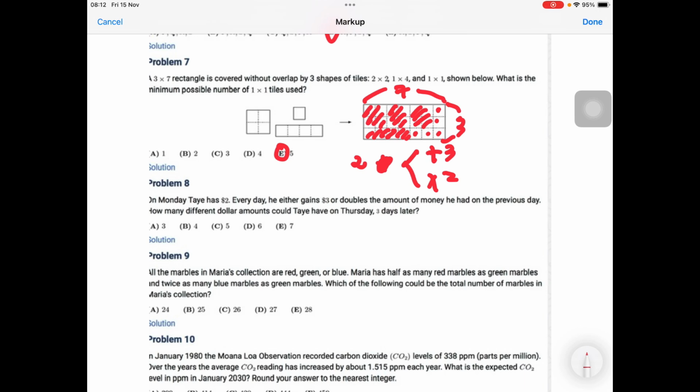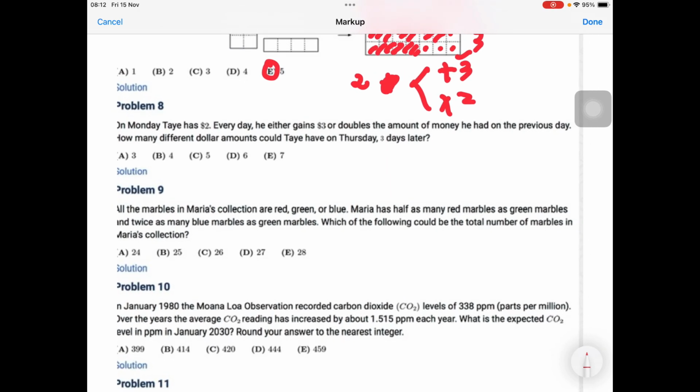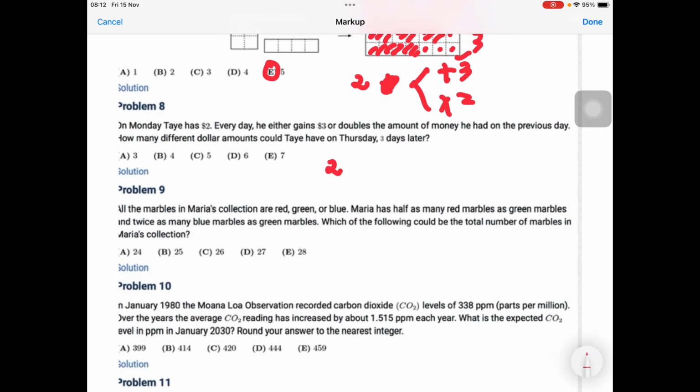Okay, so this is only 3 days. So this is not a lot, so we can think about it. So he started from 2. So let's say plus 3, this is X, this is Y. So from here, this is Monday, Tuesday, Wednesday, Thursday. So plus 3, plus 3, plus 3.